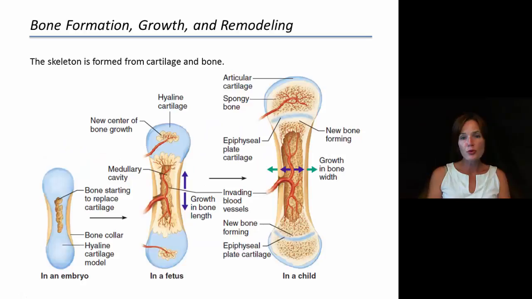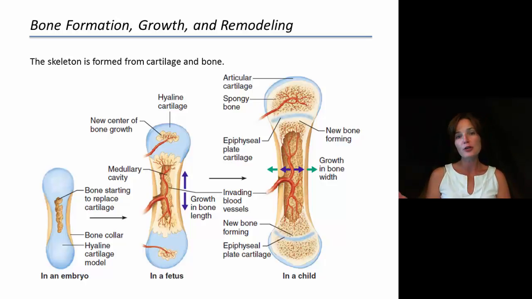Bone formation, growth, and then remodeling is something that's going to change throughout our lifetime. Our skeleton is made up of both bone and cartilage, and then the proportion of the bone and cartilage really depends on our developmental stage. Here we can see three different pictures of the skeleton, one in an embryo, one in a fetus, and then one in a child.